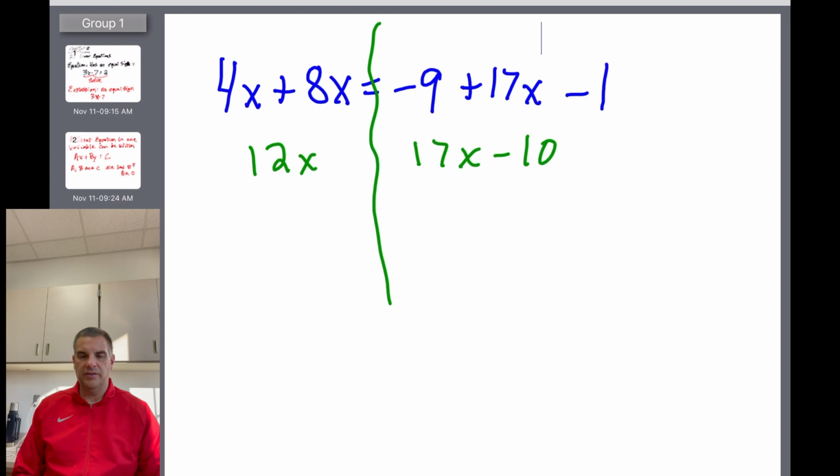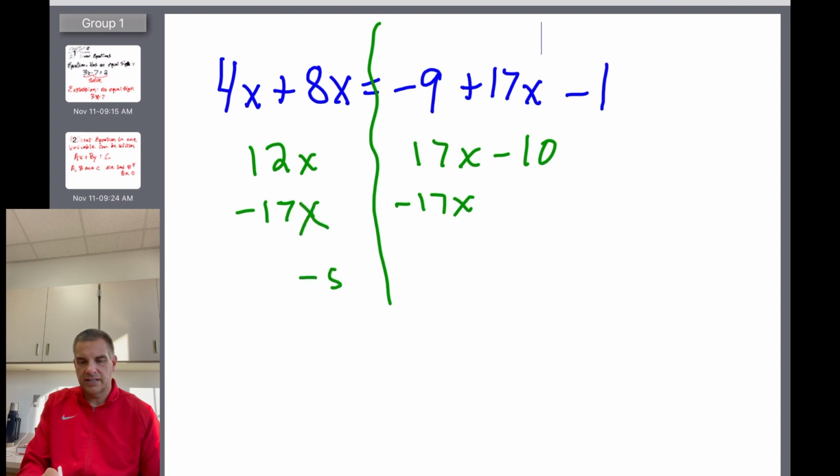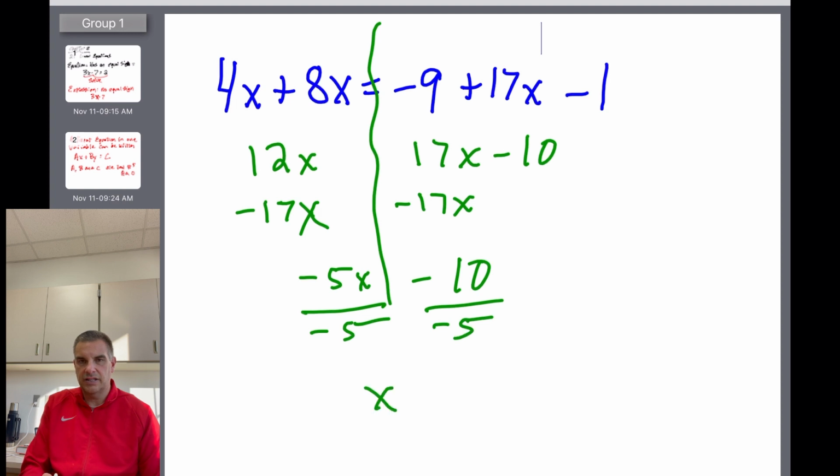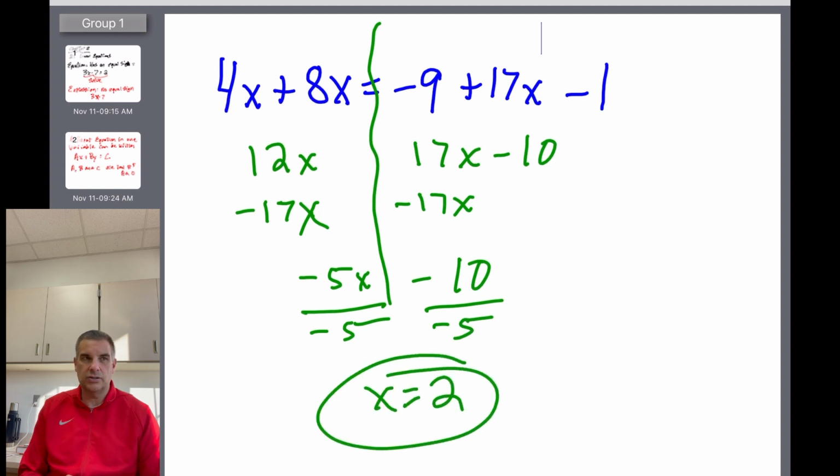The whole thing about this now is isolating. So I'm going to subtract 17x from both sides. So you get negative 5x on the left-hand side and negative 10 on the right-hand side. Get rid of multiplication by dividing, so you get your x value is 2.